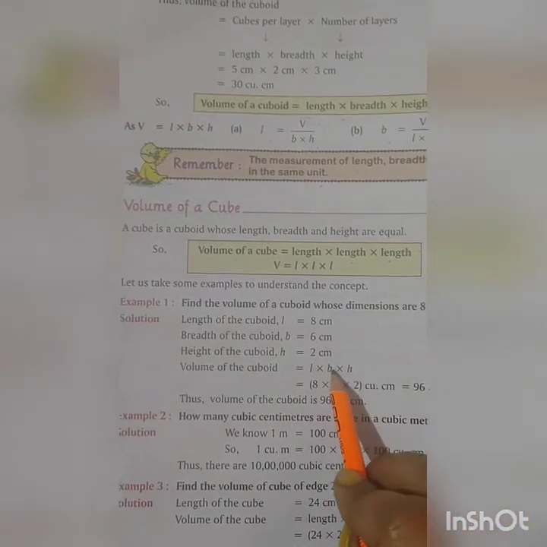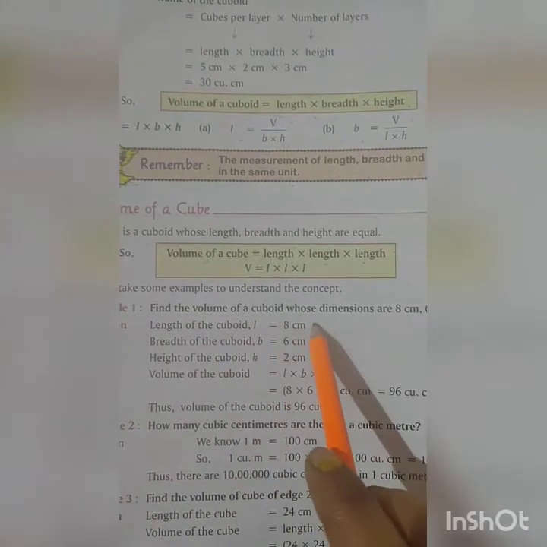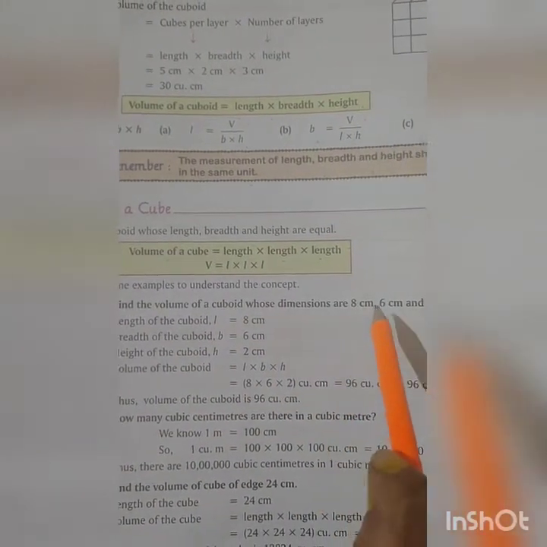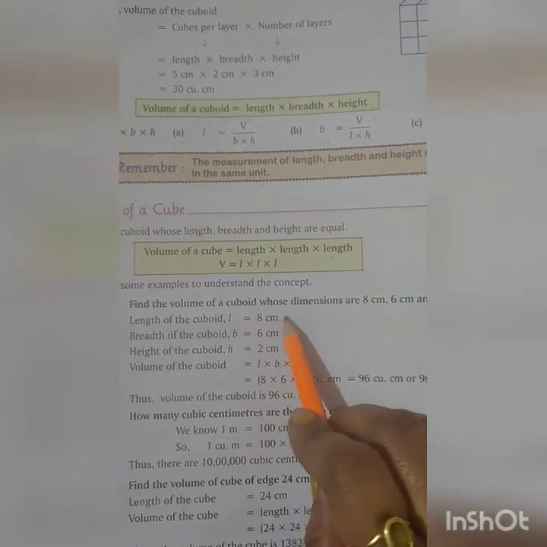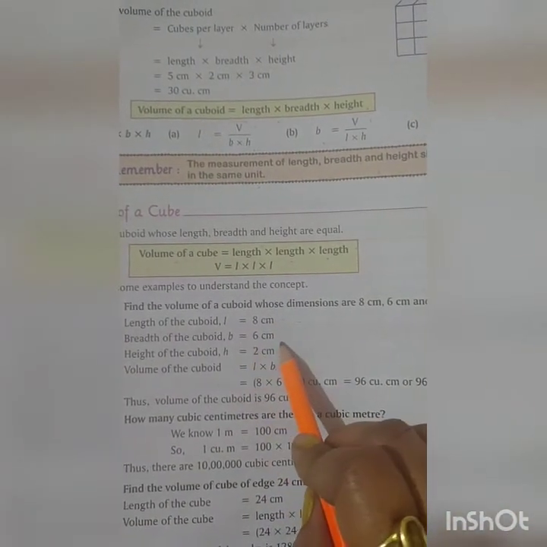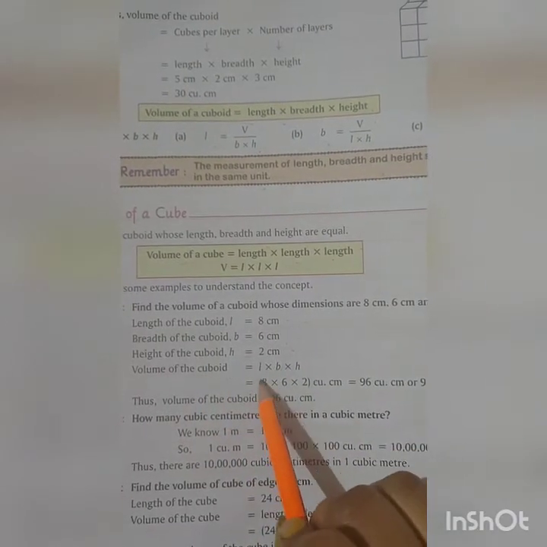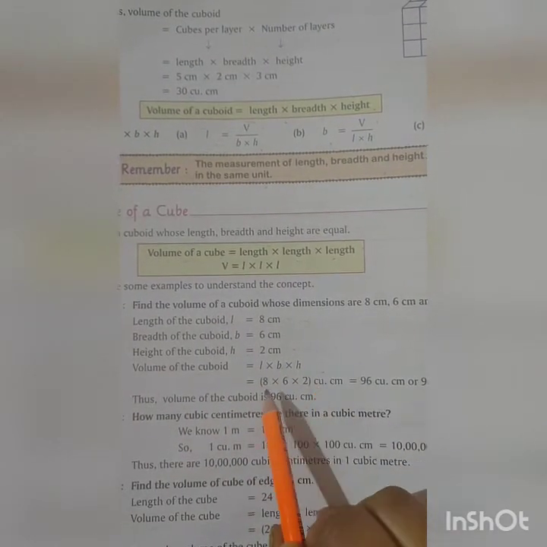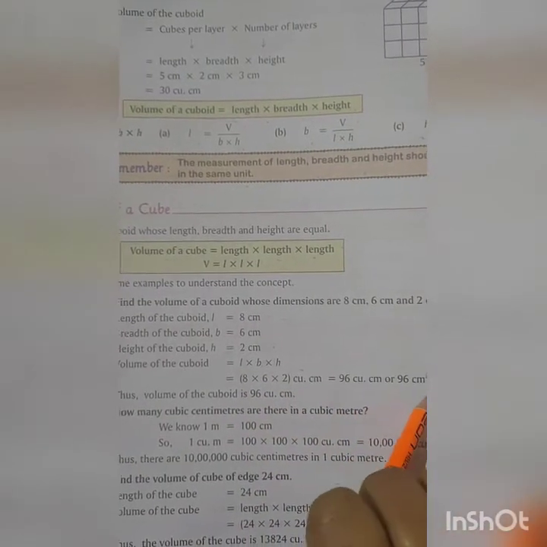Let us understand the concept with some examples. Find the volume of a cuboid whose dimensions are 8 cm, 6 cm and 2 cm. So if the length is 8 cm, breadth is 6 cm and height is 2 cm, then the volume of cuboid is length into breadth into height. So it is 8 into 6 into 2, which becomes 96 cubic centimeter.